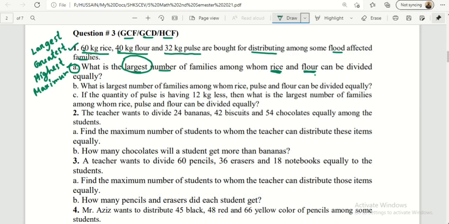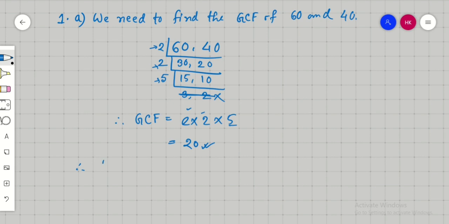Therefore you can write the answer. What is the largest number of families? Meaning, how many families can you distribute these two items, rice and flour, to? The largest number of families is 20. So this is the answer. I hope you understand. Now we move on to our next question.